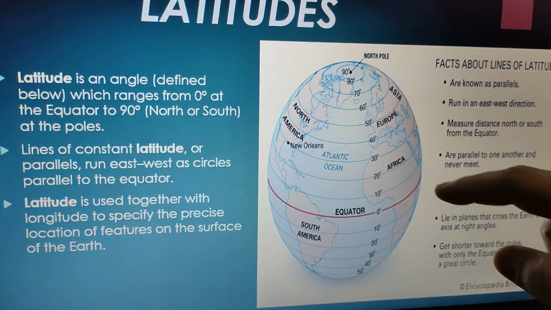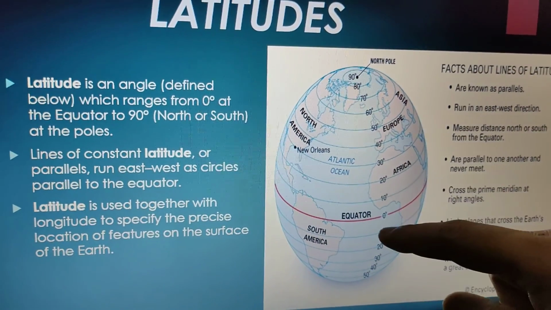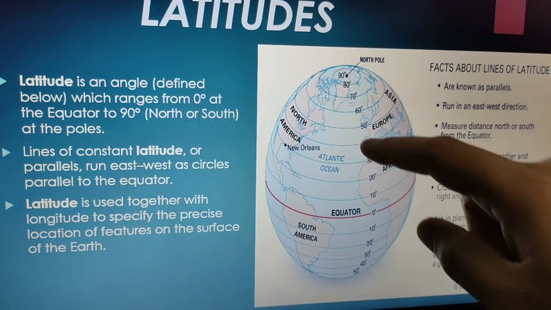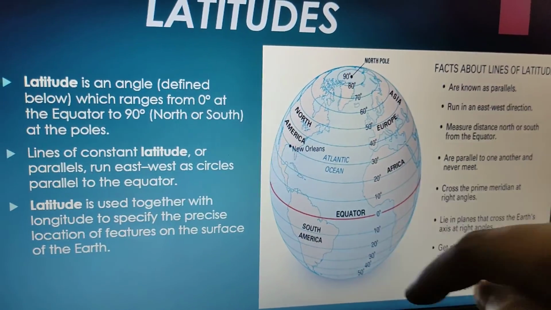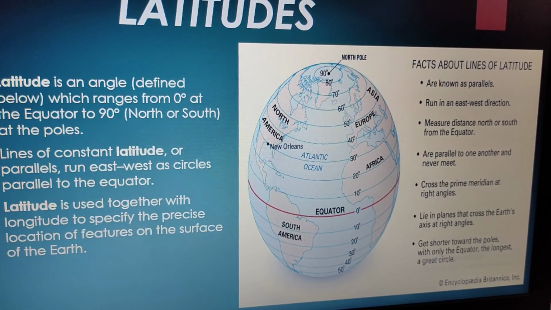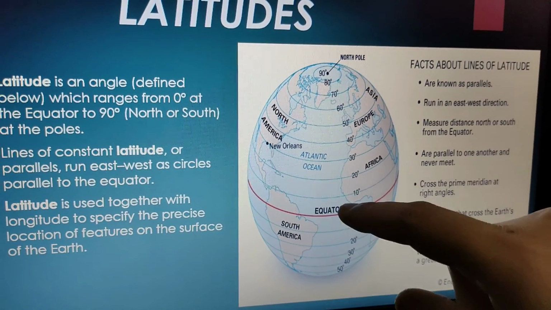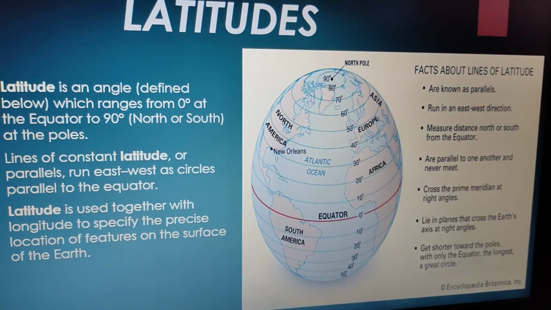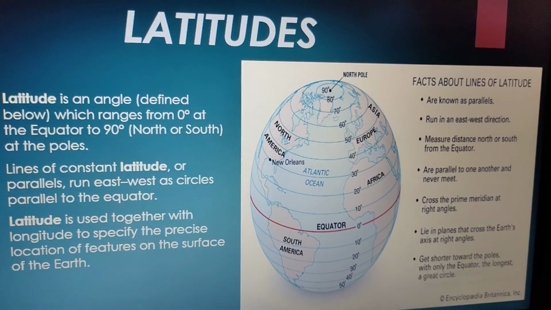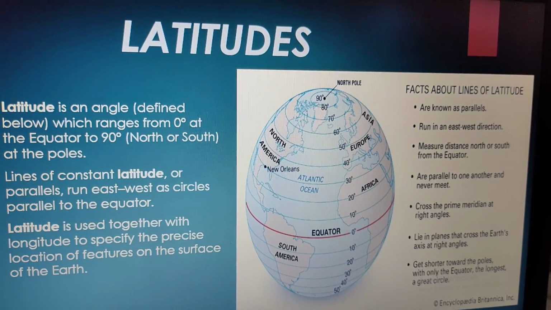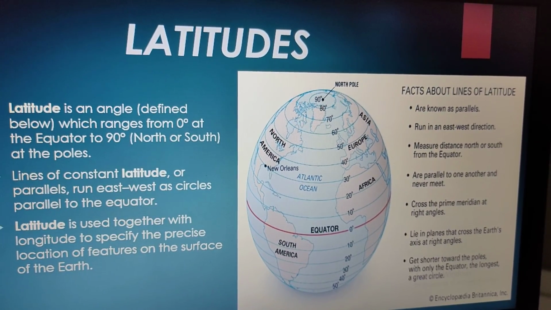They run in the east-west direction, but they measure distance from 0 degree to north and from 0 degree to south. They measure distance north or south of the equator, that is, 0 to 90 degree north and 0 to 90 degree south. The lines of latitude are also known as parallels.